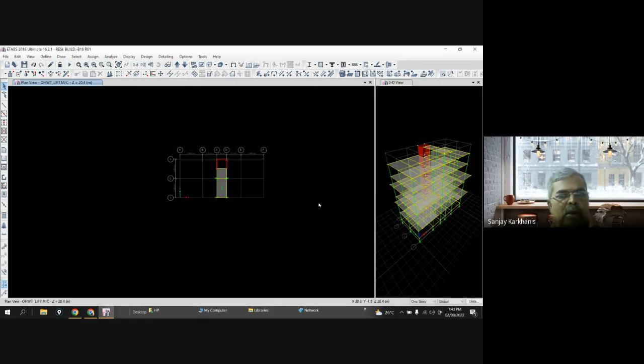Click OK. Now you don't have to do anything. Everything will be calculated by this software. And it will give you the base shear. It will give you how it is distributed.